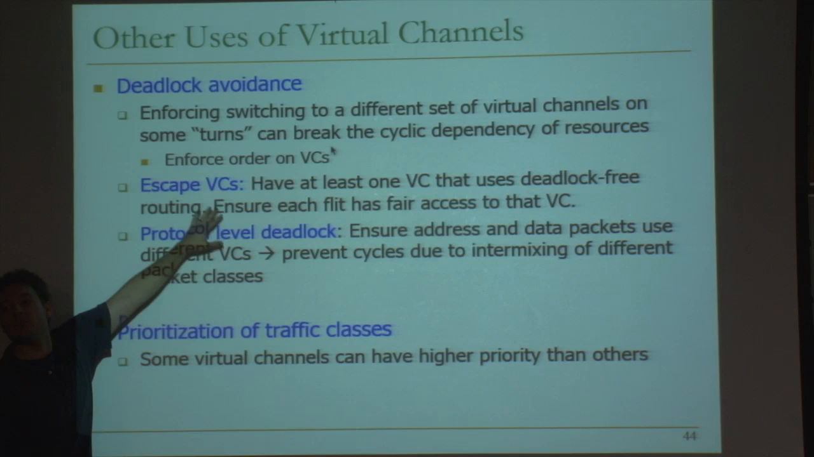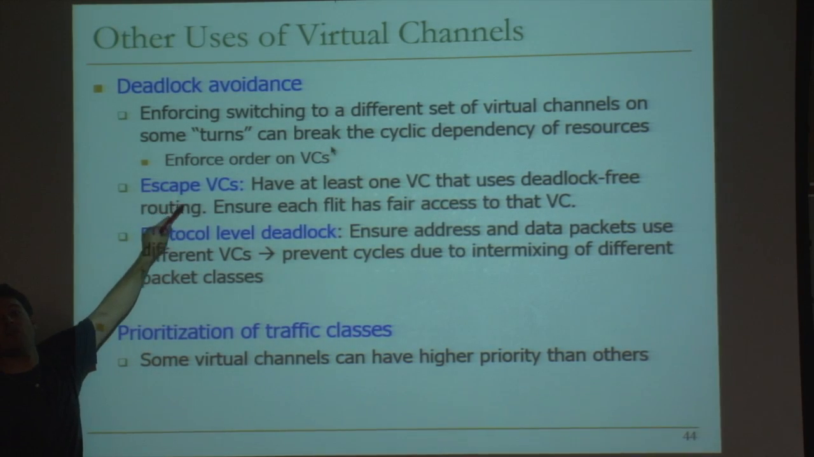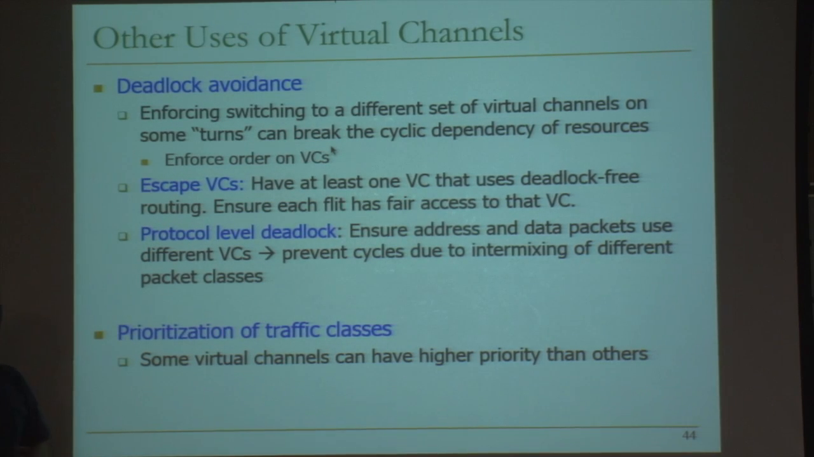You can use escape virtual channels. This means I keep on injecting traffic into my network. If at some point I see that I can't make any other progress, I have this separate set of buffers on a specific virtual channel number, and I switch to that VC. In that VC, I use some deadlock-free routing algorithm. So I can use arbitrary routing on my common VCs, and if I run into problems, I use the escape VC that guarantees deadlock freedom. So you can drain the network.